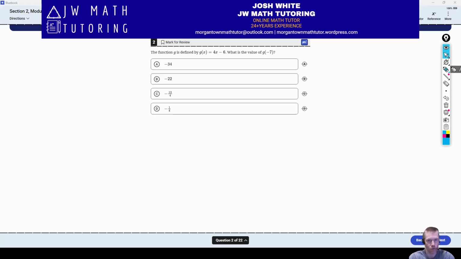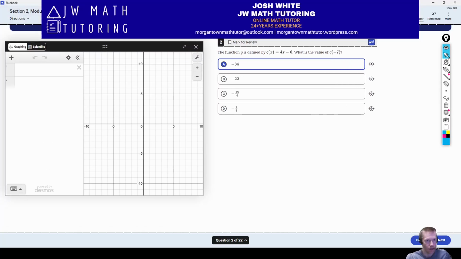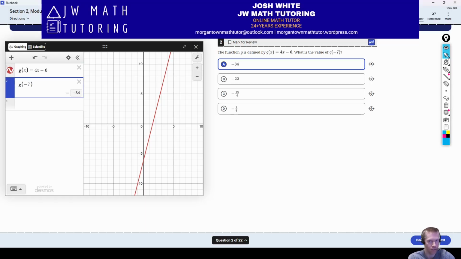Next question, you're just asked to evaluate a function, so you're just going to plug in -7 for x, and that's going to be -28 minus 6, which is just -34. So the correct answer is A. Of course, you could go to Desmos and you could type the function in Desmos as it's provided. And then you could just do g of -7, and we get the same answer, -34.